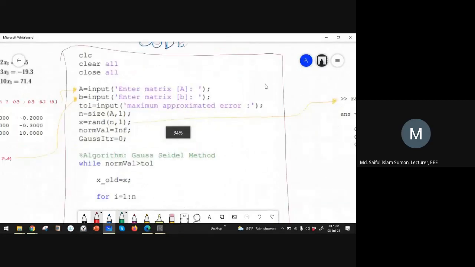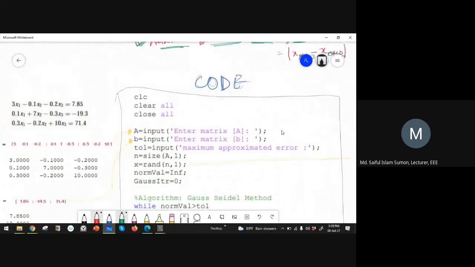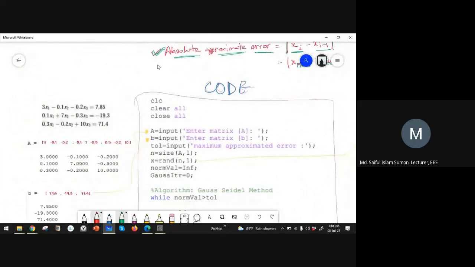So as I have told, everything I have written before your class, because after taking one class I understood that if I write everything in the class, it takes more time, and if it takes more time, your absorption capability reduces. Okay. So now: clc, clear all, close all.